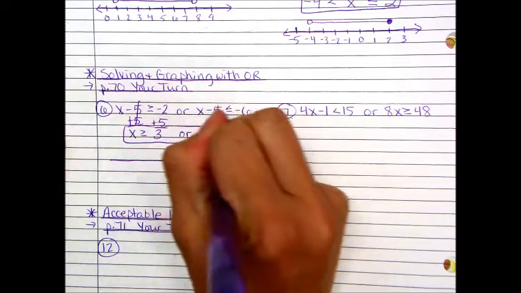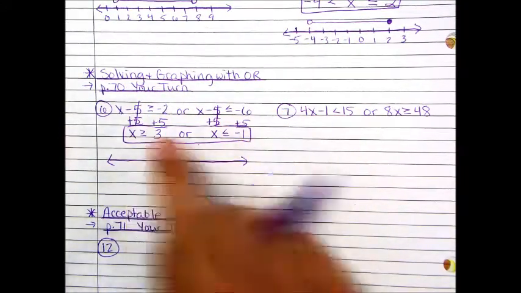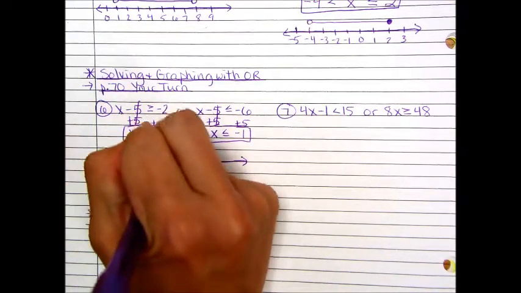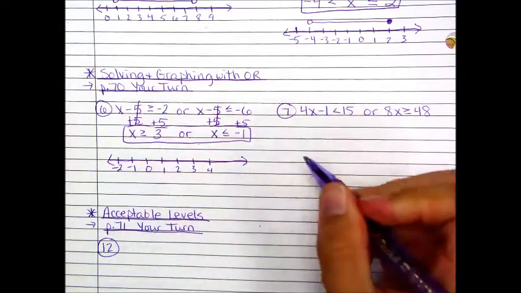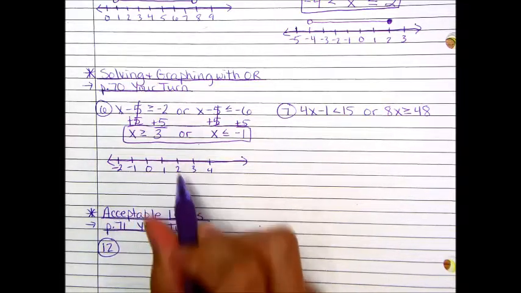Graph-wise, we need to make sure we have everything from negative 1 to 3 covered on our number line. So I'm going to start at negative 2, count up from there. I went up to 4. And it doesn't matter which one of these you graph first, the graph will end up the same either way.